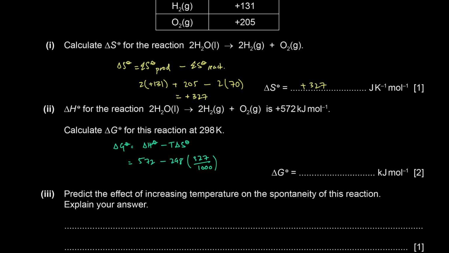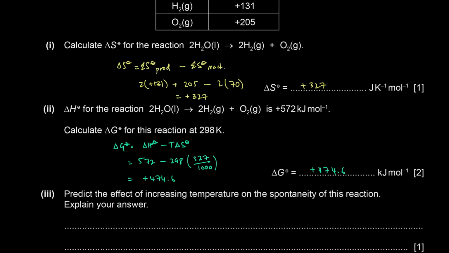So then what does the Gibbs free energy come out to? It comes out to positive 474.6 kilojoules per mole. You can also say positive 475 to 3 significant figures. All right. Predict the effect of increasing the temperature on the spontaneity or the feasibility of this reaction. Explain your answer.